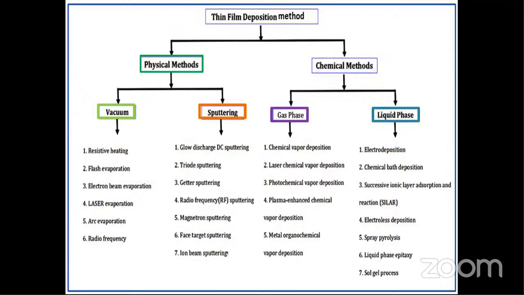These are some of the techniques. Basically, I have already told you there are two methods. One is the physical method and the other one is the chemical method. Under the physical methods category, two types of things are there. One is under the vacuum and the other one is under the sputtering category.